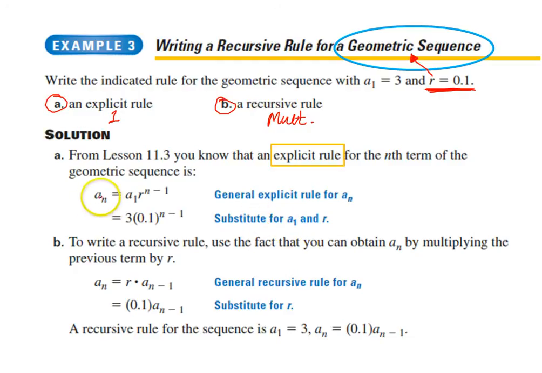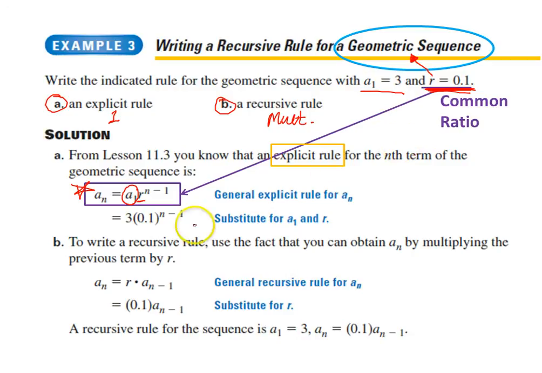Now, first thing, explicit. And again, this comes from what we talked about the other day with geometric. Geometric explicit. Here's our equation. And remember, we needed two things. We needed a sub 1 and we needed r. And we have both of those. A sub 1 is 3, r is 0.1. So all you have to do for that explicit is plug it in. So there's our explicit rule for geometric. 3 times 0.1 to a power of n minus 1.